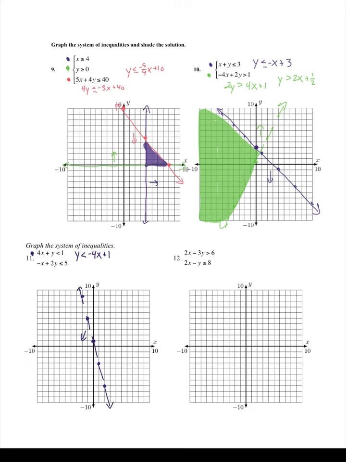For the second inequality, we're going to add x to both sides and then divide by 2. This one has the equal to, so we're going to draw the solid line. We get y is less than or equal to 1/2 x plus 5/2. Start at 2.5, and then we're going to go up 1 over 2. Or we can go down 1 to the left 2. We're shading below the line.